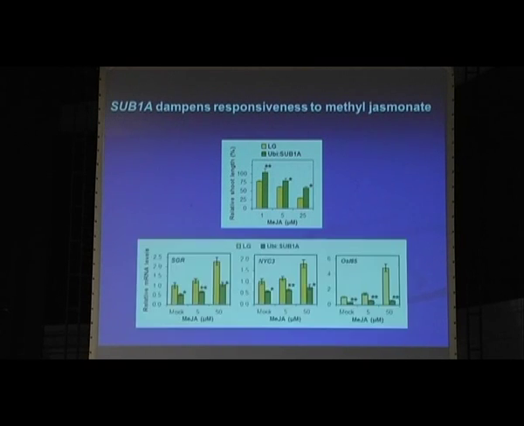We also did a molecular experiment. We selected 3 genes which are induced by this hormone, methyl jasmonate. And again, these genes are highly induced by methyl jasmonate. However, in the transgenic line, the accumulation was reduced. So this molecular experiment also supports the upper panel physiological experiment. Both of them indicate SUB1A blocks methyl jasmonate responsiveness.